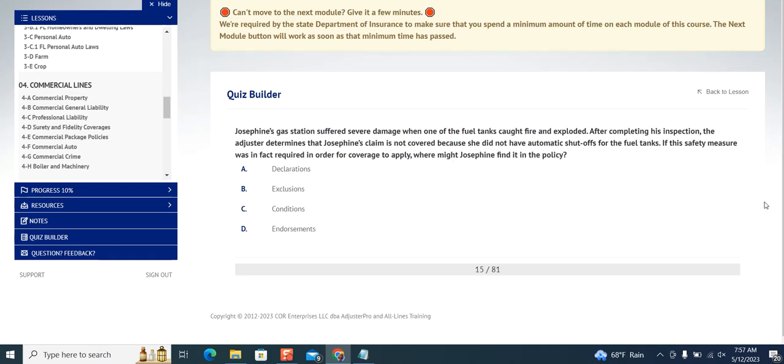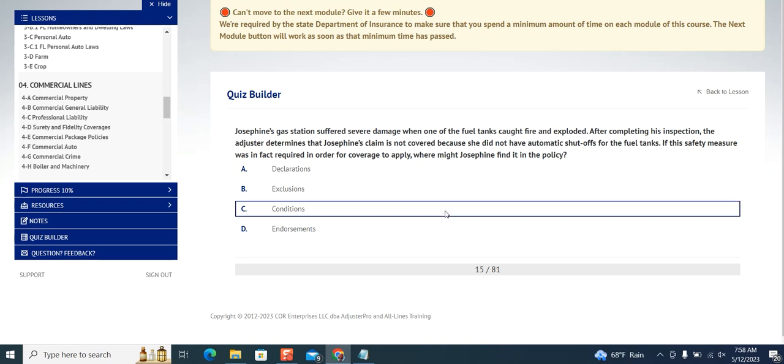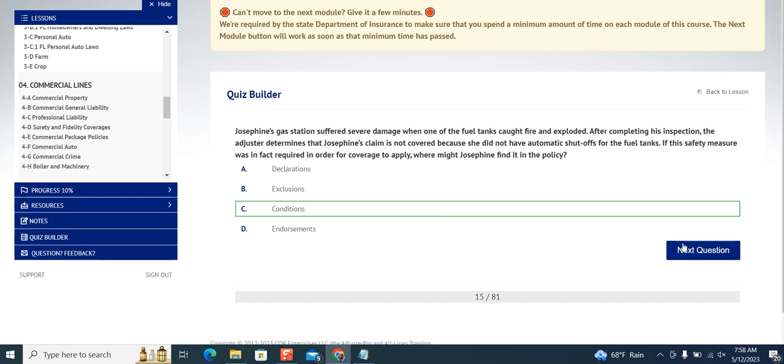Josephina's gas station suffered severe damage when one of the fuel tanks caught fire and exploded. After completing his inspection, the adjuster determines that Josephina's claim is not covered because she did not have automatic shutoffs for the fuel tanks. If this safety measure was in fact required in order for coverage to apply, where would she find it in her policy? That's going to be in the conditions page. Or the conditions page would have told her she needed automatic shutoffs.